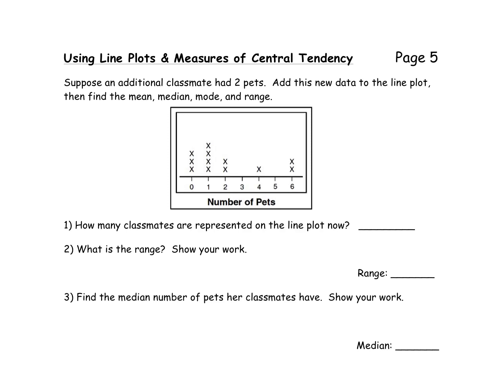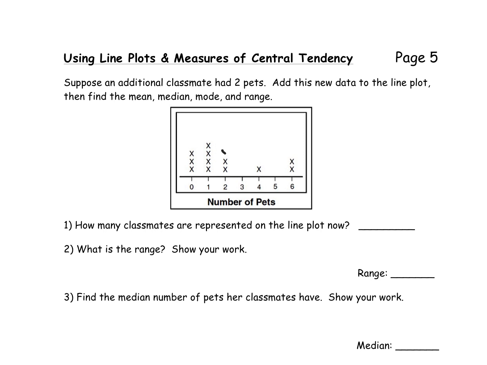Hello, please make sure you're on page 5, using line plots and measures of central tendency. Yesterday we did page 4, which looks very similar, so make sure you're on page 5. Suppose an additional classmate had 2 pets. Add this new data to the line plot, then find mean, median, mode, and range. So you can tell this page looks very similar, but now we're going to add another piece of data.